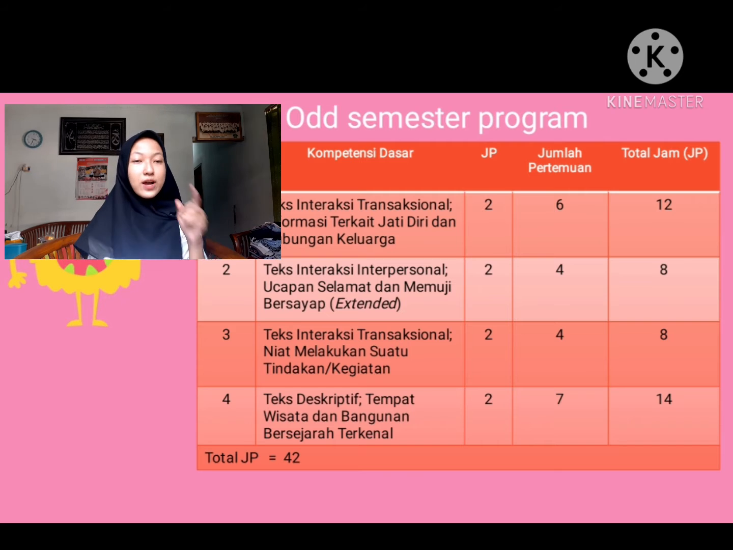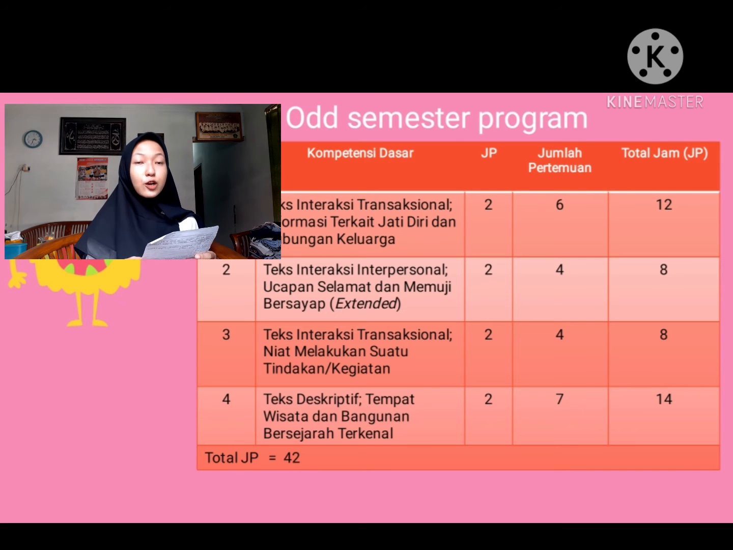So you can see in one semester there are 4 basic competencies. Each basic competency has 2 lesson hours, but what is different here is the number of meetings. You can see basic competency number 1: the number of meetings is 6 and the number of lessons is 2, so 6 times 2 is 12. And basic competency number 2: the number of meetings is 4 and the number of lessons is 2, so 4 times 2 is 8.